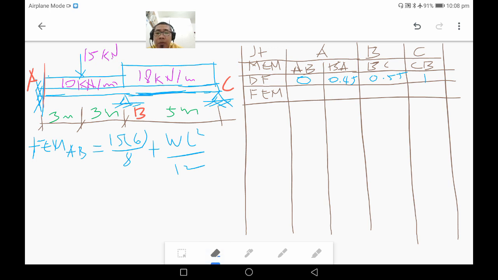Okay. So, for the WL squared over 12, W natin is 10, L is 6 squared divided by 12. So, that is 41.25 kilonewton meter. Anyway, this is not AB but BA.